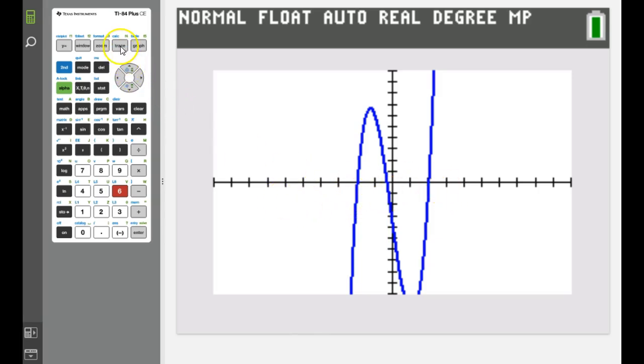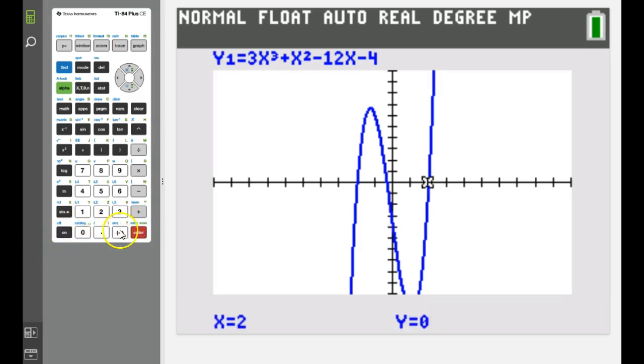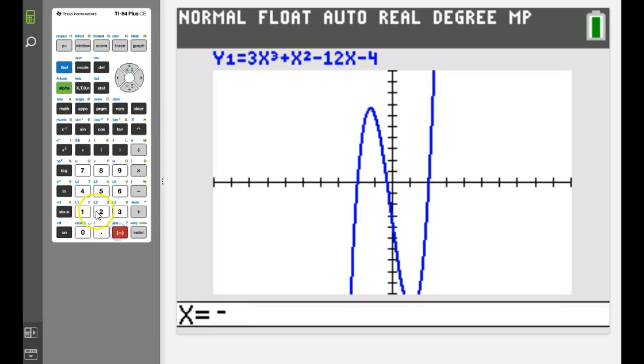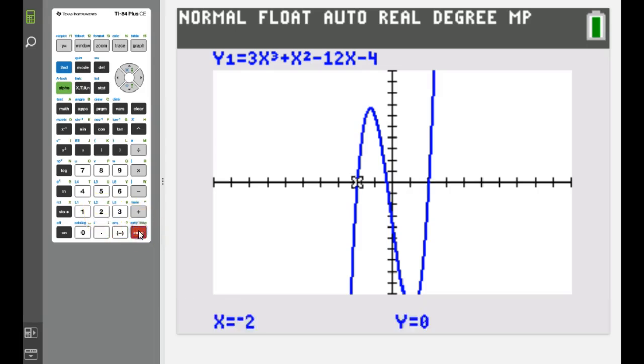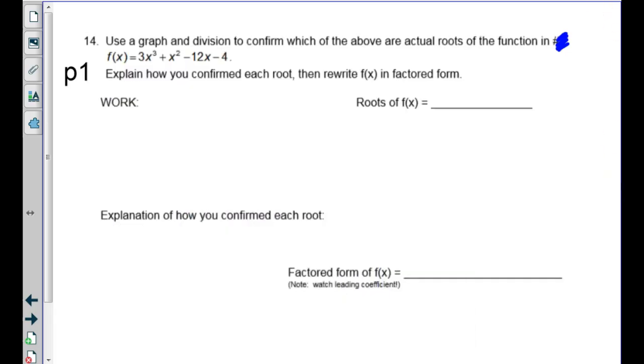What do you want to try? You got to prove it. Trace is what? What do you want me to type? 2? That works? What else do you think works? -2, maybe? We actually only need 1 because it's a cubic. Okay. So we think positive 2 and -2 work. And I'm going to wait and find this other one after we divide.